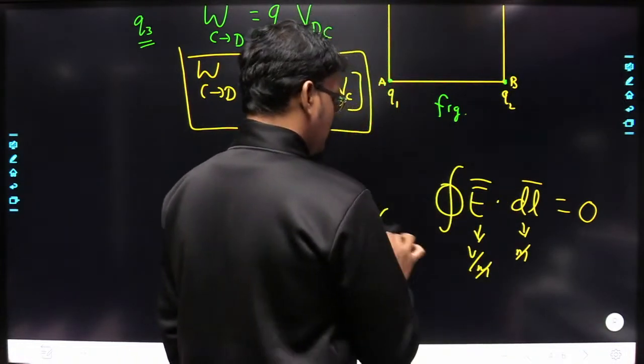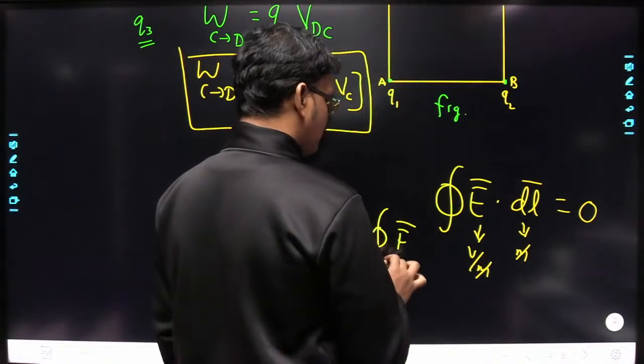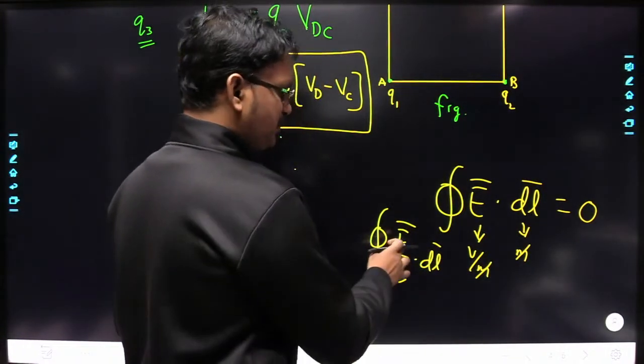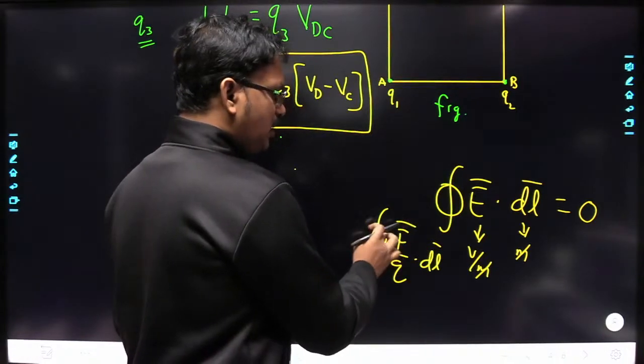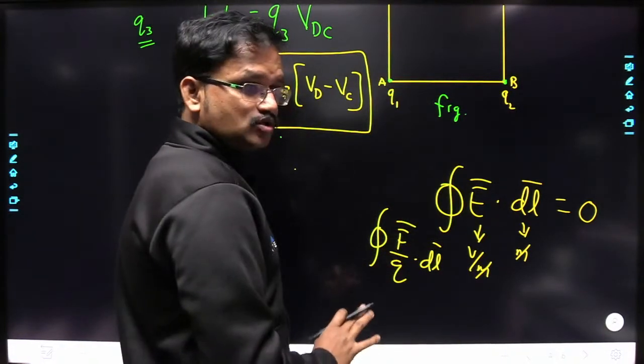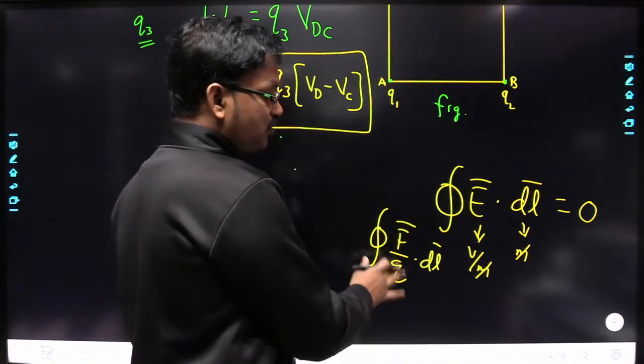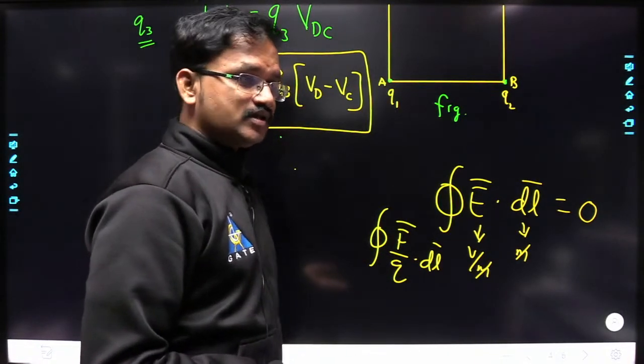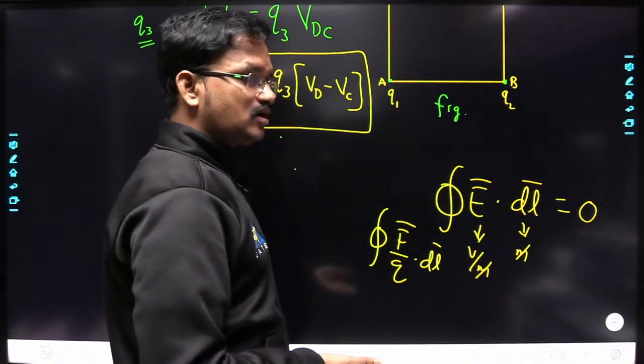But if you want its physical interpretation, so E bar I can write as F bar by Q. Yes or no? F bar by Q dot dl bar. So this represents what? This represents the work done around any closed loop per unit charge. So the work done around any closed loop per unit charge will be equal to what? Will be equal to 0 or not in a conservative field? Yes or no, dear? Yes or no?